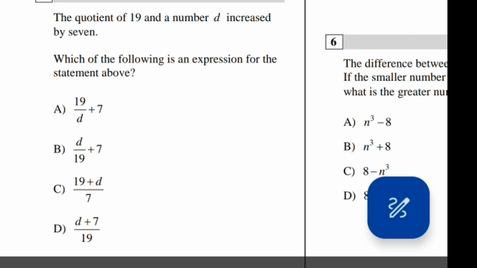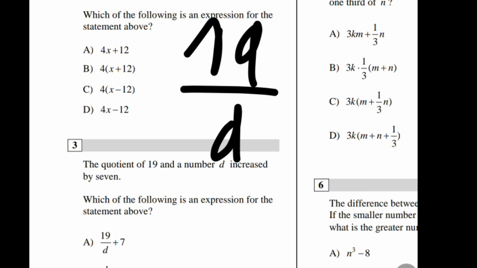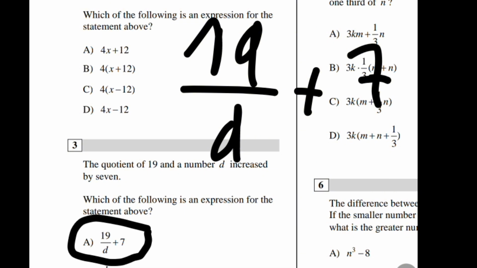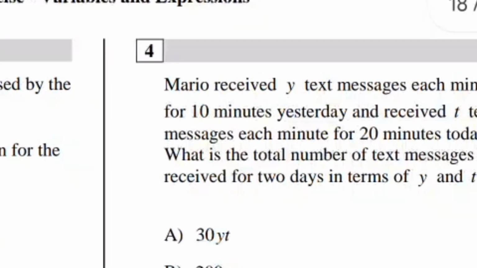The quotient of 19 and a number d increased by 7. Quotient means division. A number d increased by 7. Increase means addition, you increase it by 7, adding 7 to it. That will be 19 over d plus 7. Don't confuse yourself: they said a quotient, division, of 19 and a number d increased by 7. That is what it looks like. Okay, moving then to question 4.